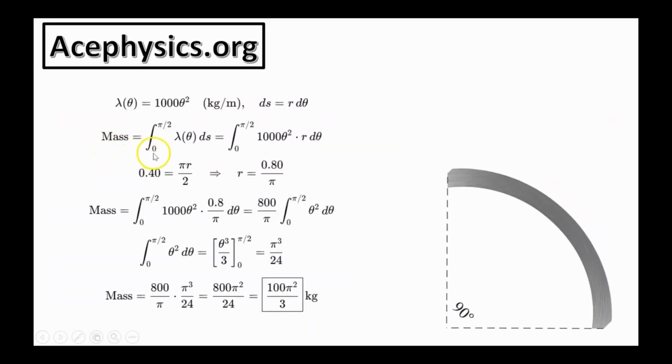Mass is equal to the integral of the linear mass density times ds, where ds is a small distance along the edge of this rod. ds is equal to r d theta. The integral can be written like this. I know the arc length of this is equal to r times theta, where theta is pi over 2. This allows us to solve for the radius, 0.8 over pi. When you plug everything into the integral and pull out the constants, you get a simple expression. Performing the integral tells us the mass of this rod is 100 pi squared over 3 kilograms.